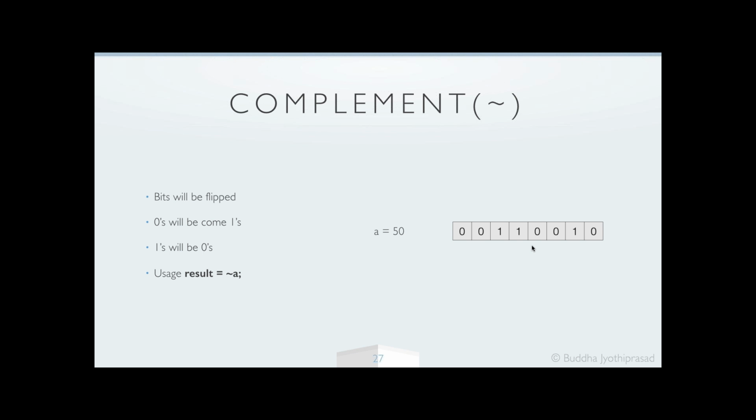And then there is the complement operator. The complement operation performs an inverse operation, it flips all the bits. So zeros will become 1, ones will become zeros. So the result is 205. Anyways, it simply flips all the bits.